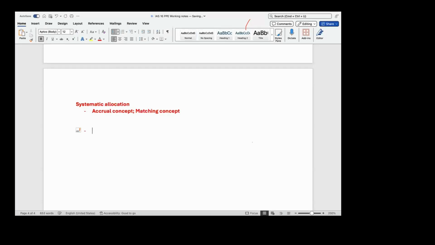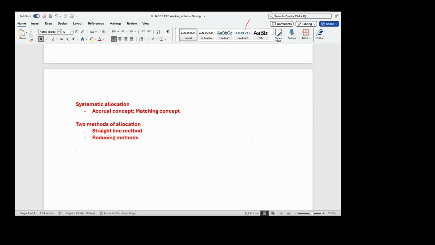There are 2 methods of allocation recommended in the standard. There is the straight line method of allocation, and there is the reducing balance method.